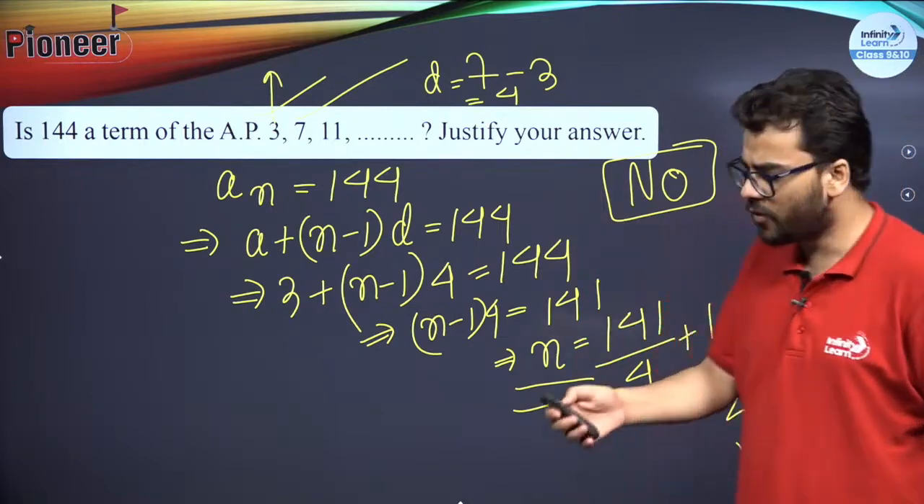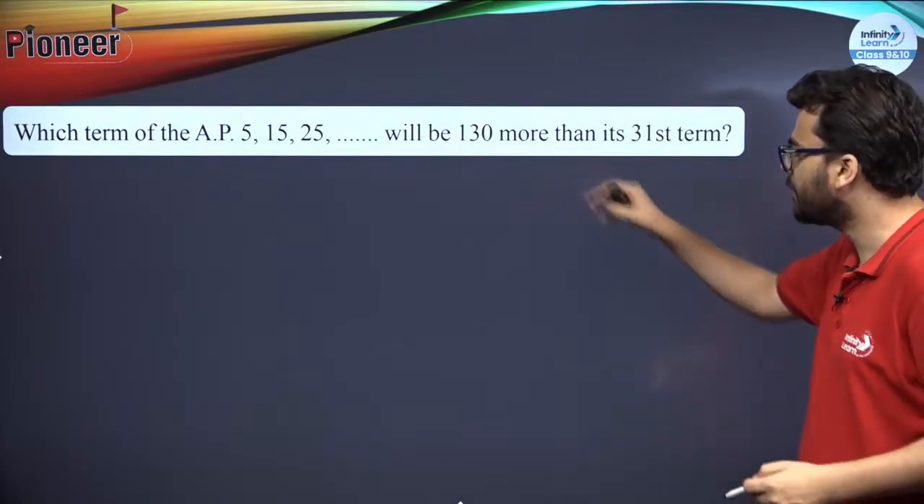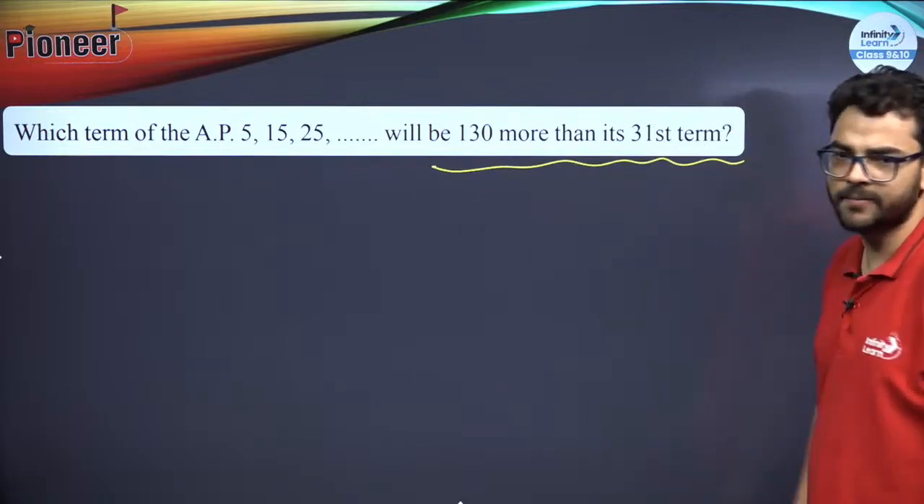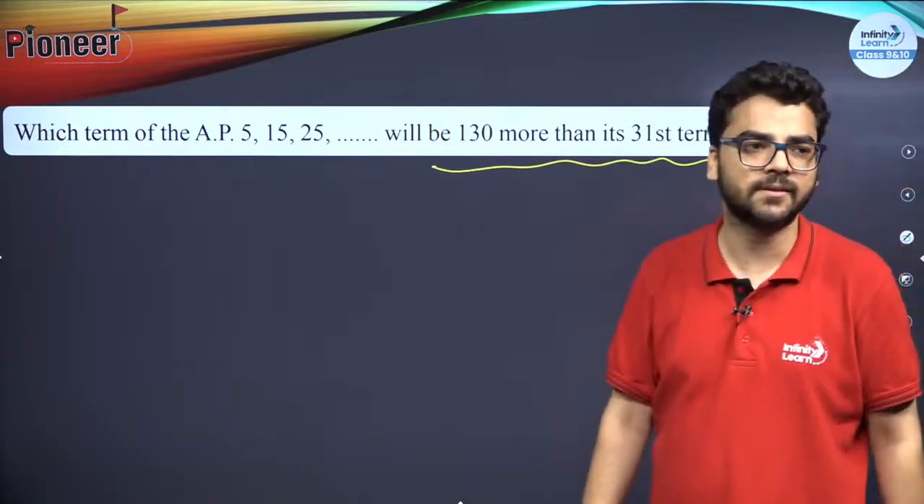Okay, so let's move on to the next one. Can you try doing this question? Which term of this AP will be 130 more than its 31st term? Which term of this AP is 130 more than its 31st term?